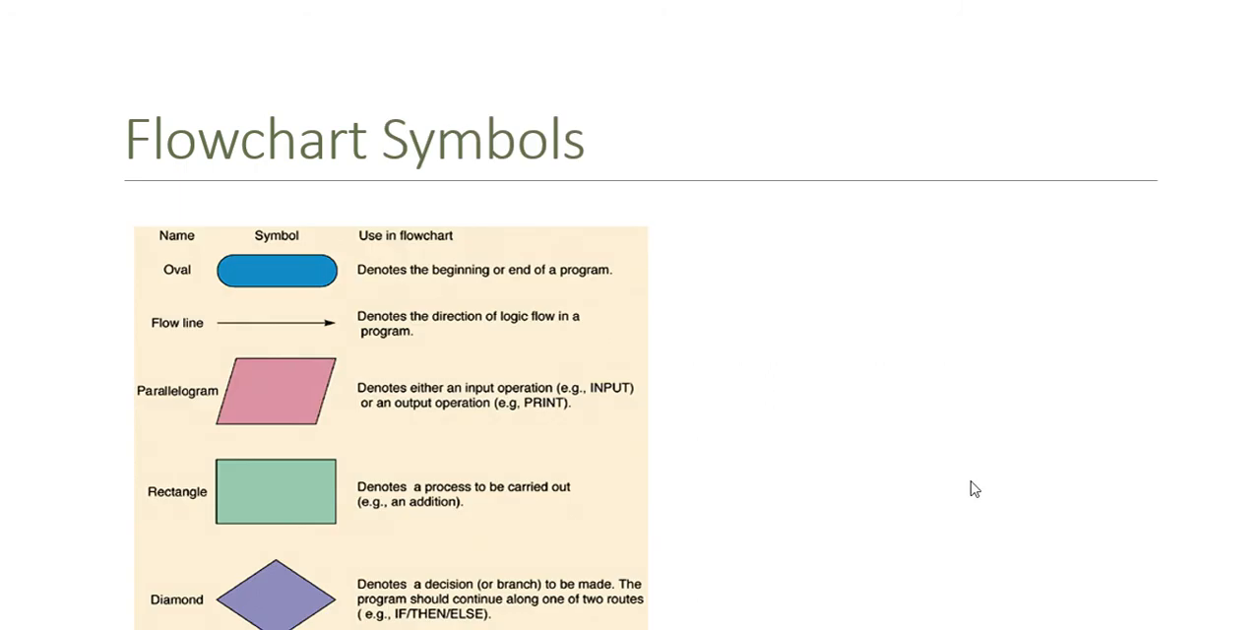Here are your symbols. You have the oval, the flow line, the parallelogram. Parallelograms are only for input and output statements. Rectangles, those are statements like our calculation or any standard programming calculation or assignment statement. The diamond is if you have a decision that needs to be made. This is known as the if-then-else statement.